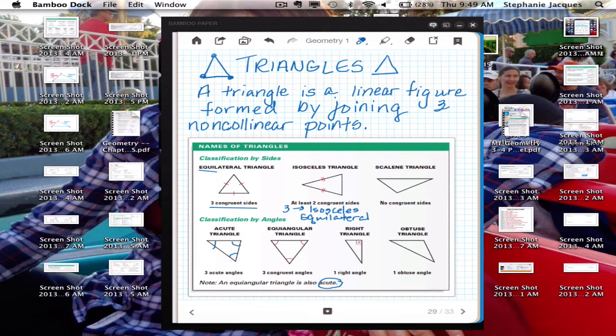And a right triangle has a right angle. An obtuse triangle has only one obtuse angle because you can't have more than one. It wouldn't make it a triangle anymore. So those are the types, depending on the sides and the angles.